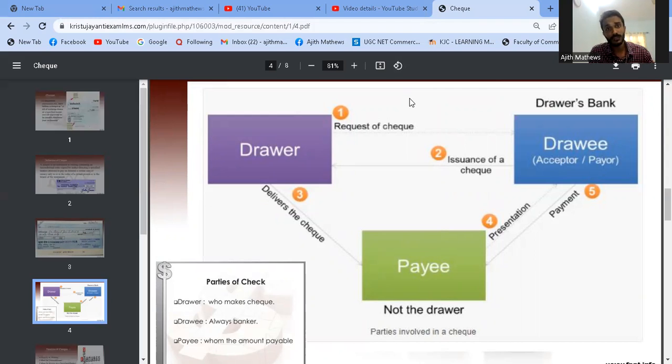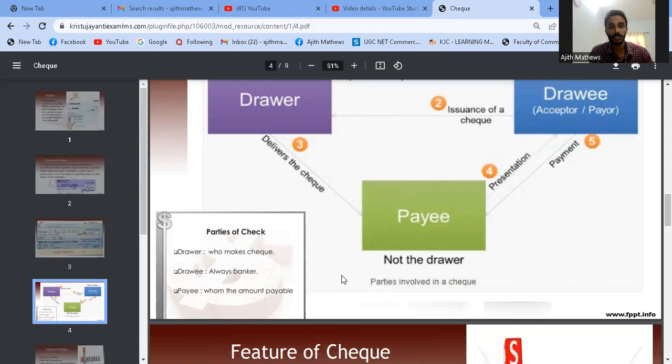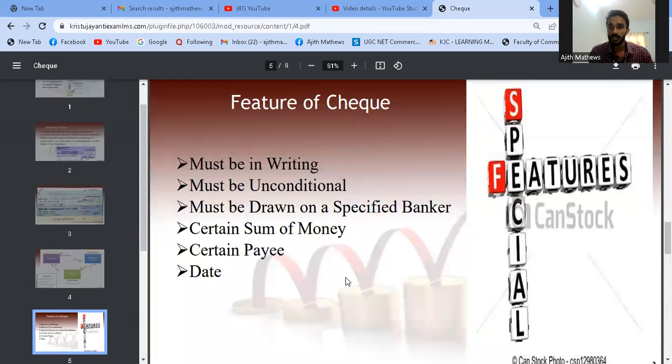Who is the actual beneficiary of the check? The drawer may not be the actual beneficiary of the check, right? In that case, a third person may be the payee. So: drawer, drawee, and payee. The drawer is the maker of the check, the drawee is the bank, and the payee is the beneficiary. These are the three parties. The drawer makes the check, the drawee is always the banker in the case of a check, and the payee is the one to whom the amount is payable.